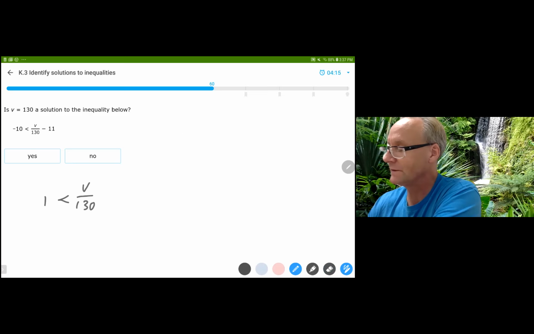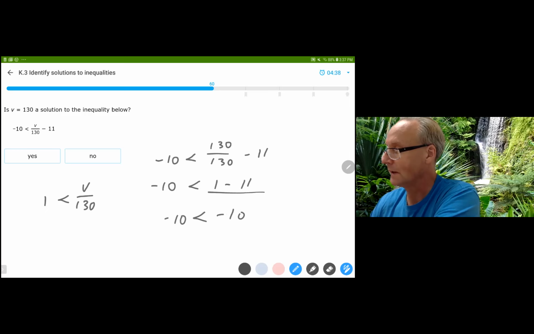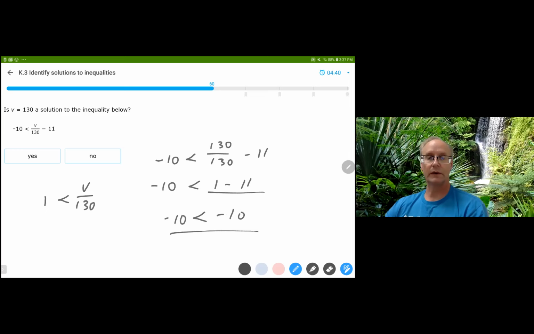Another way to do this is to literally write the whole thing out. Negative 10, is that less than 130 over 130 minus 11? And so then we get negative 10, and we're asking, is this true? And this 1 minus 11 is negative 10. And clearly these are equal to one another. One isn't greater than the other, so it's no.